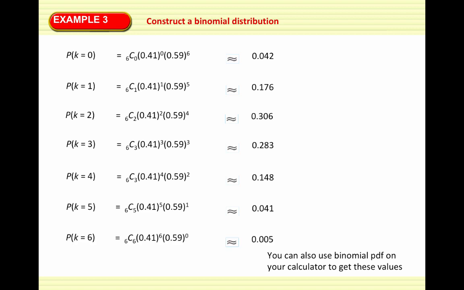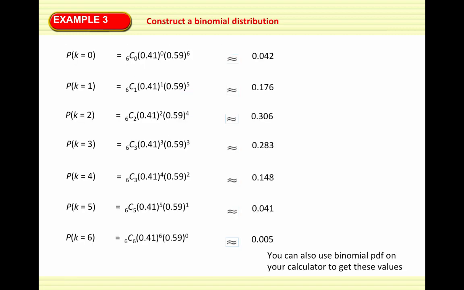Okay, there's also a really handy-dandy kind of thing on your calculator where you can use what's called binomial PDF, and you could just tell it what n is, what k is, and then what your probability of success is, and it will give you each of these probabilities, and I will show you all that in class.